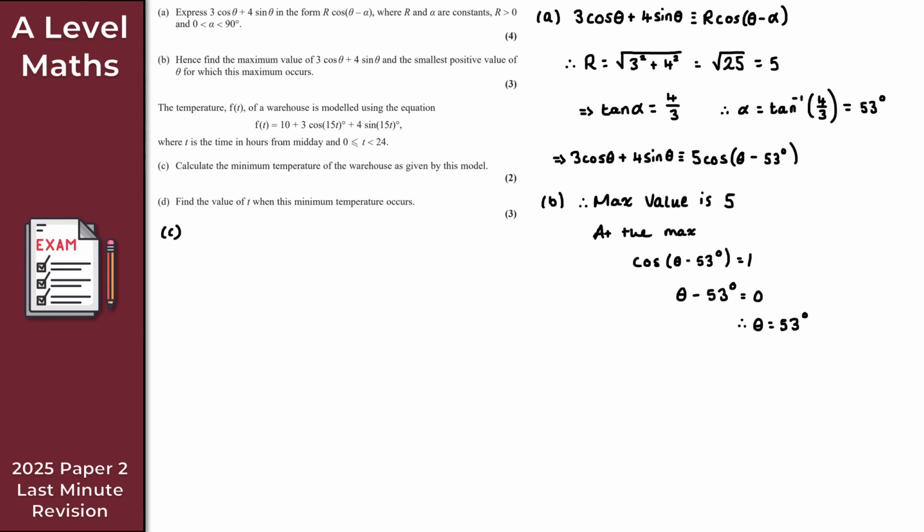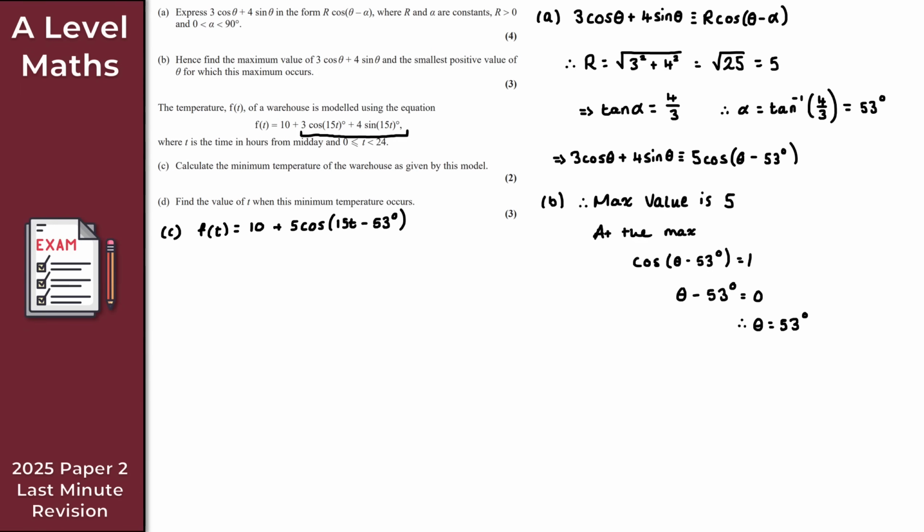So what I've got here then is 10 plus 3 cos of 15t plus 4 sine of 15t. And just notice here, this part is very, very similar to what we had in part A, right? The only difference here is the argument is slightly different, but that doesn't really matter. So what I can do then is rewrite f of t using our answer from part A. So f of t is equal to 10 plus, so what I've got here then is this, which is just the same as this, but with a slightly different argument. But again, that doesn't matter. I've got 10 plus 5 cos of, replacing theta with 15t, I get 15t minus 53 degrees there.